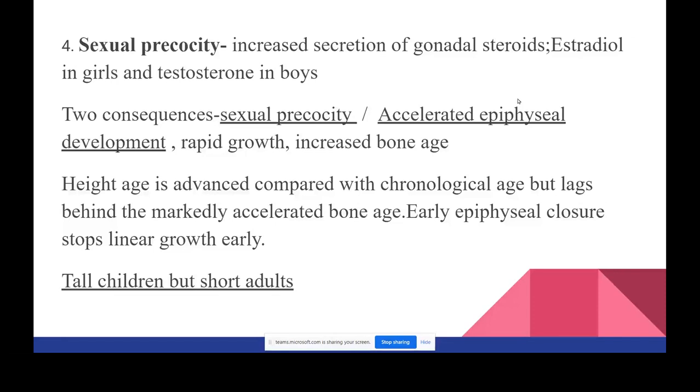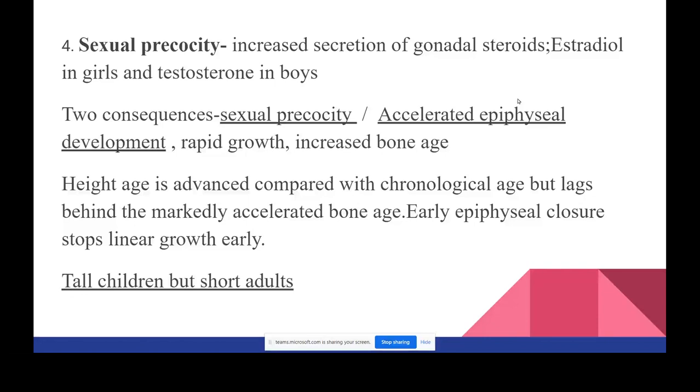Suppose now there is a 10-year-old child with sexual precocity. Height is above the 50th centile. Now, if you plot the height age on the centile chart, chronological age is 10 years. Height age could be 12 years. But if you get the bone age, that could be 15 years. That's why I said, with sexual precocity at the early stage, they have the chronological age, but more height age, and furthermore bone age. But this is in the early stage.